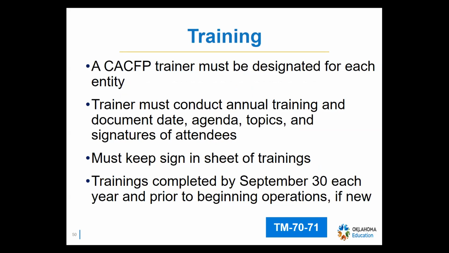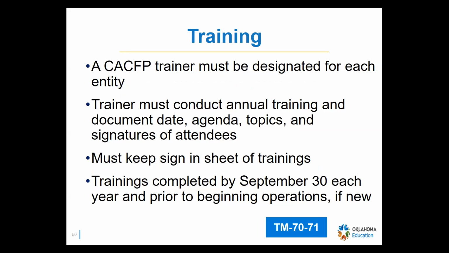Every entity must have what we call a CACFP trainer designated. So the trainer must conduct annual training and document date, agenda, topics, and signatures. And we're going to go over the required topics here in a moment. I know you may be a school system, but you are still required. This is a CACFP program, and you are required to still go over these topics.